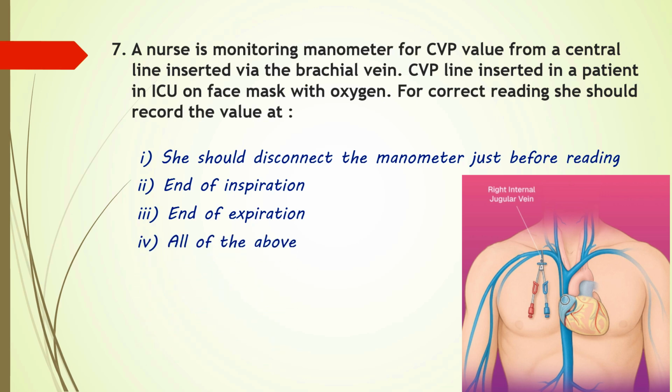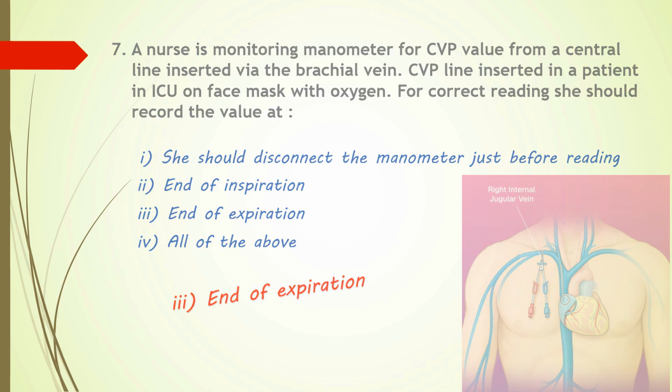CVP normally measures the pressure in the right atrium, so the correct time to monitor central venous pressure in a patient on face mask oxygen is at the end of expiration, just to minimize intrathoracic pressure impact. So here option 3 is the correct answer.